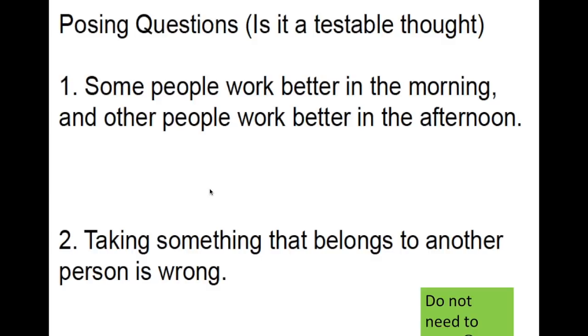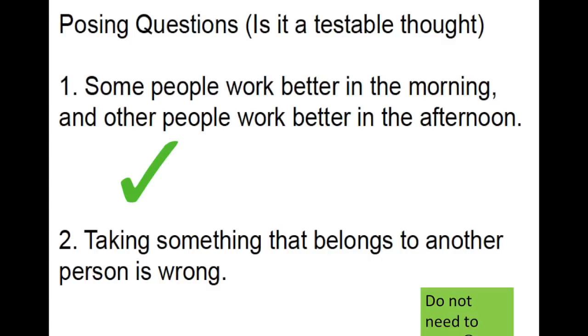You don't have to write this, but I would like for you to guess whether or not the following statements are testable. So pause the video and, now that you know what makes a good research question and what makes a bad research question, ask yourself, can I test it or can I not test it? So with the first one, some people work better in the morning and other people work better in the afternoon. If you stated that this is a testable question, we can actually experiment on this and find out data, you are correct.